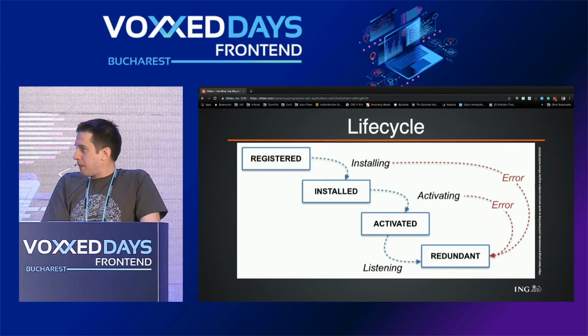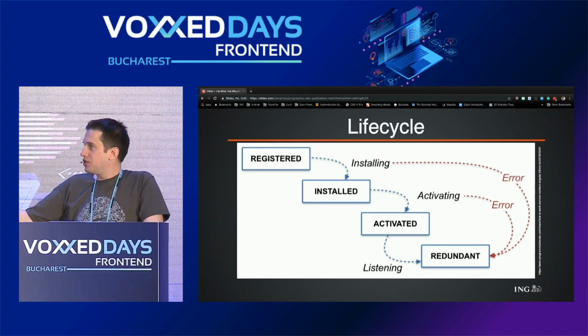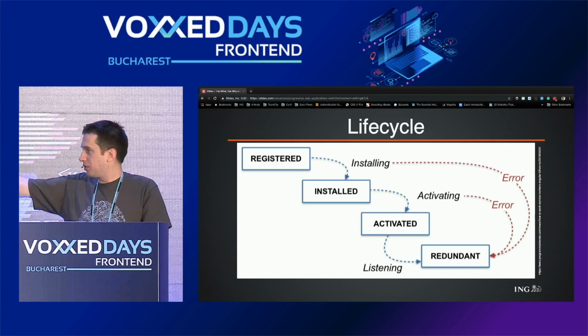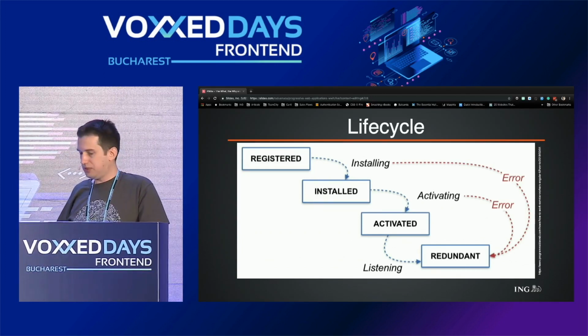So they have a life cycle. Basically, you register them, and when you open the page, they are registered, and they are in a phase called installing. In this phase, you can do pre-caching. So let's say you want to cache your app shell and the first route, and every time you're offline, you get that from the cache. Now, if something fails, the service worker becomes redundant, so you need to fix it before it gets installed. After it's installed, it's waiting to be activated.